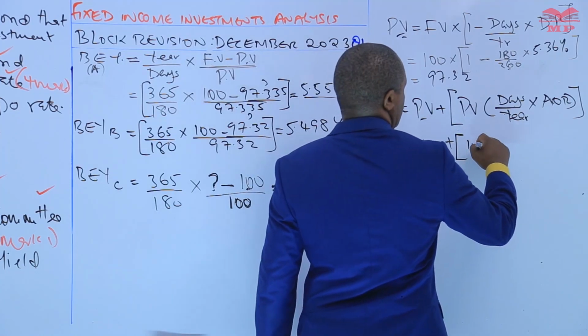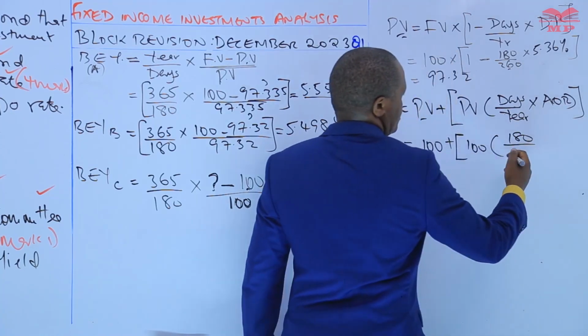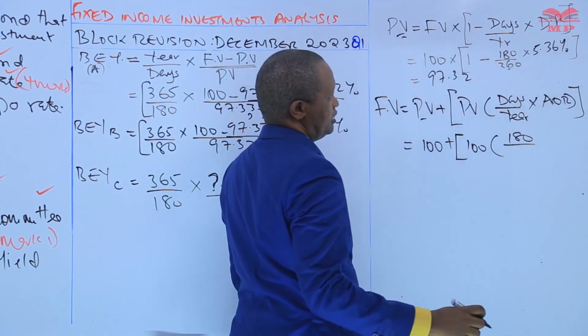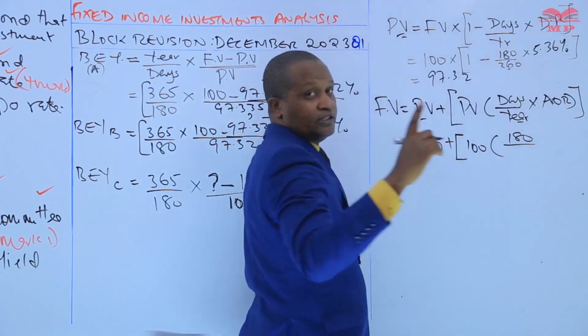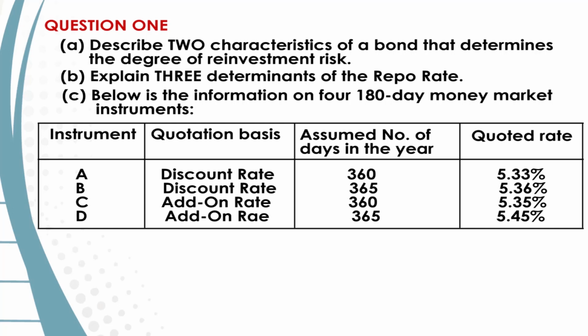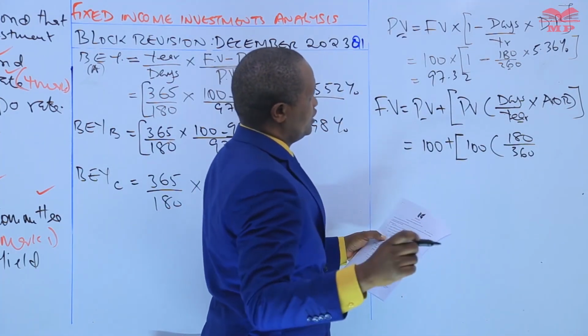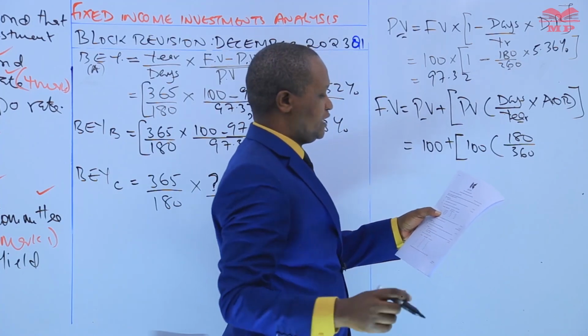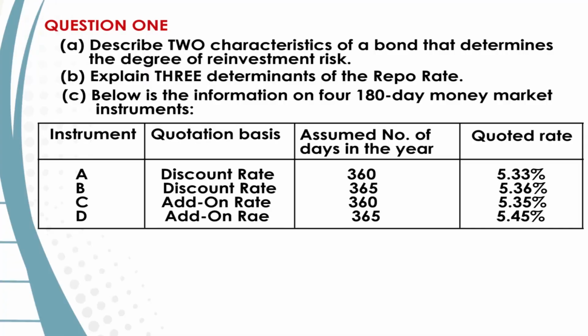100 times days is 180, divide by the year. And candidates, when calculating the future value and the present value, the year here is not the 365, but the assumed number of days in the year. For instrument C it is 360. Please note that when calculating the present value and the future value, we use the assumed number of days in the year. That's why in instrument B, we use the 360.